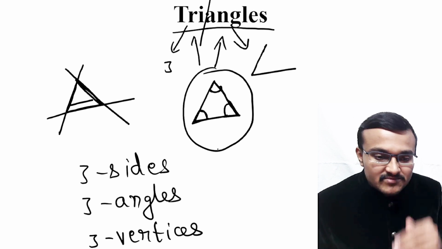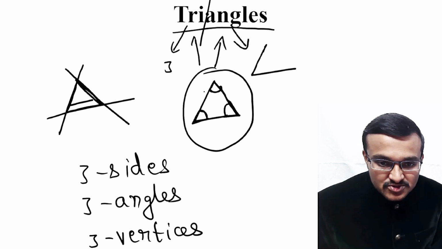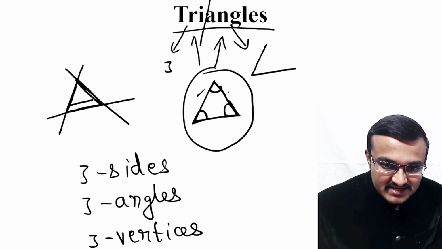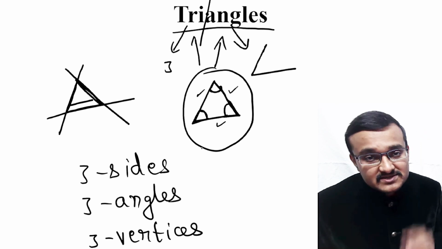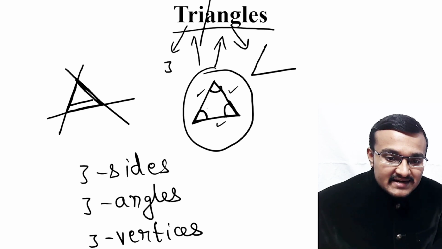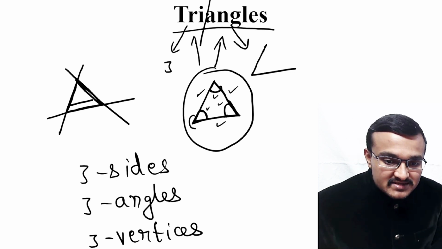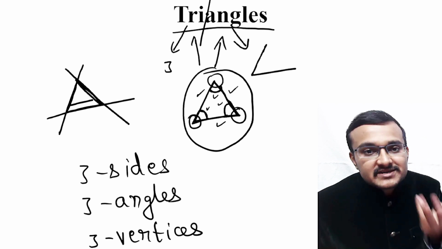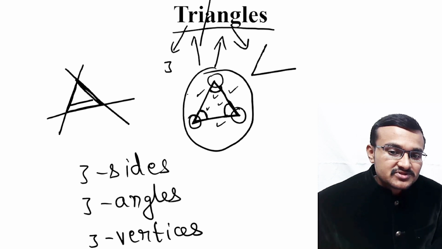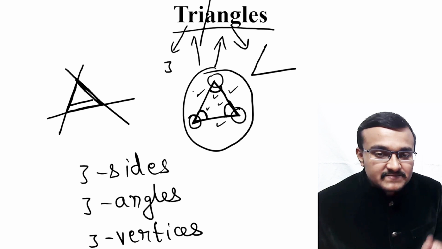I am just brushing up all these things. Here you can see this is one side, this is one side, and this is one side. So three sides are there. This is one angle, this is one angle, this is one angle. Three angles are there. This is one vertex, this is one vertex, and this is one vertex. So three vertices are there. This forms a triangle.